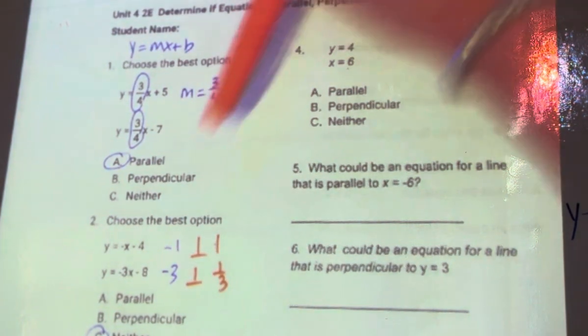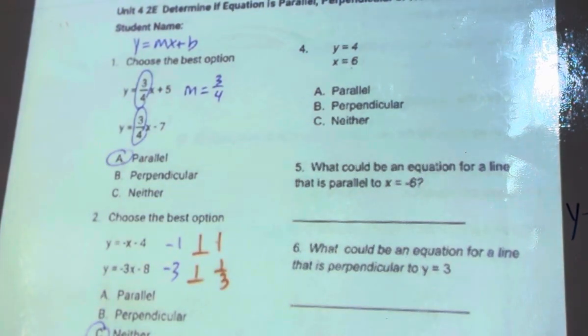So you may or may not see problems like that on Get More Math, but you could see it somewhere else. So number 4, you have y equals 4 and x equals 6. What type of lines are those?